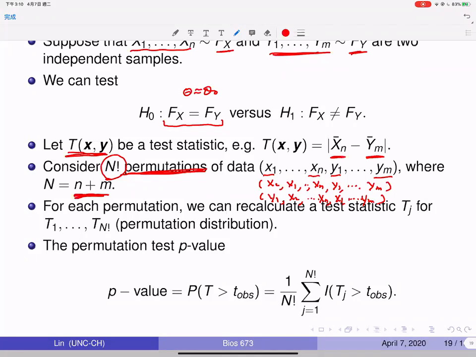Permutation test means that you have your T right here, the observed data. You observe it. I'm sorry, it's not capital T. You do need to know the observed T right here. It's actually X bar minus Y bar in this case. That's what you observe.